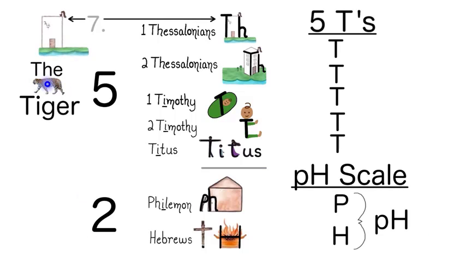The tiger, a 7 on the tower, and a 7 on the T. 5 T's, 2 pH scale.